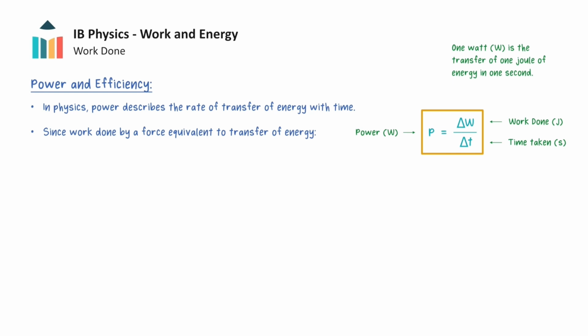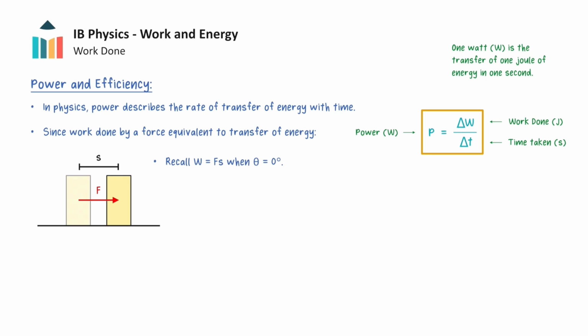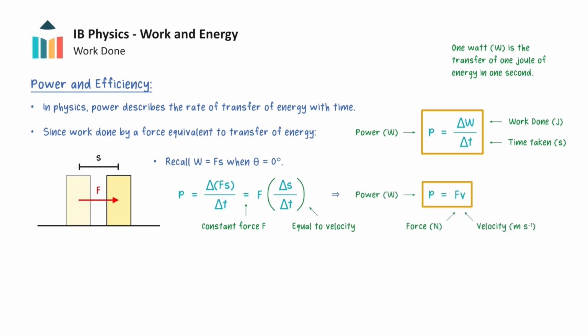energy in 1 second. Moreover, if a constant force F moves a body in the same direction as the force, recall that the equation for work done is reduced to force multiplied by displacement. This can be substituted into the equation for power as follows, and then we can recall that a displacement divided by a time is equivalent to a velocity. Therefore, power can also be calculated as the product of the force applied to the body in its direction of motion and the velocity of the body.